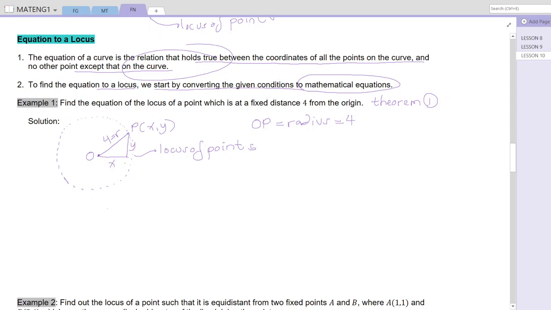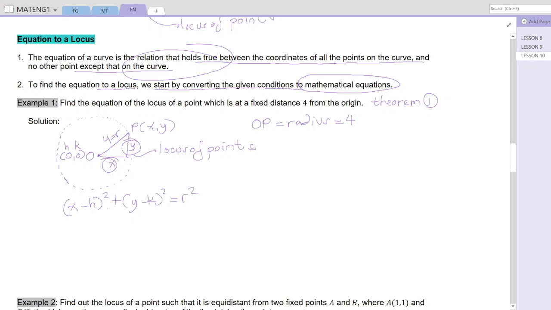To find the values of x and y there, we have to use the Pythagorean theorem, which states that the square of the hypotenuse is equal to the sum of the squares of the two legs. Since the center is at (h, k), our formula would be (x minus h) squared plus (y minus k) squared is equal to r squared. This is the standard form for a circle.